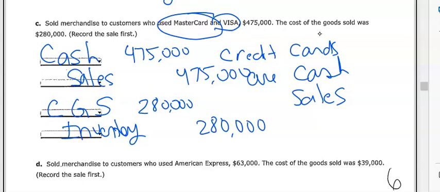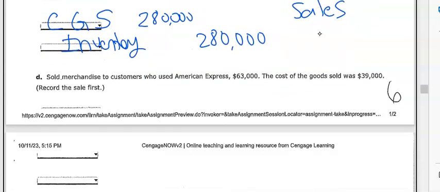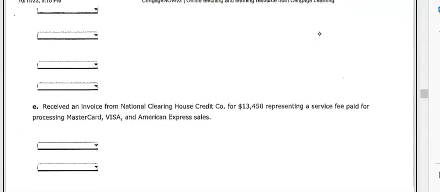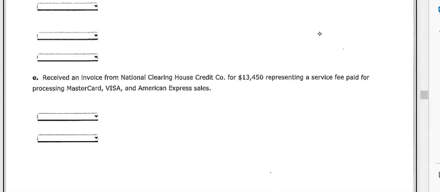$280,000. The next one is the same thing except for they use American Express. Well, guess what? It's going to look the exact same as the top entry. It's going to be a cash sale again. So I'm not going to write it out, but it will look exactly like that with the new numbers. Cash sale again.